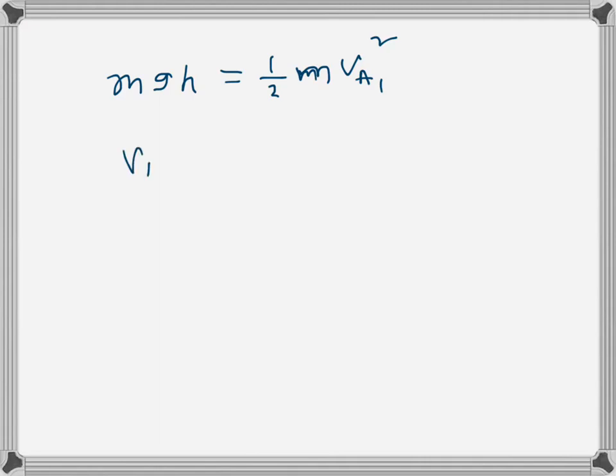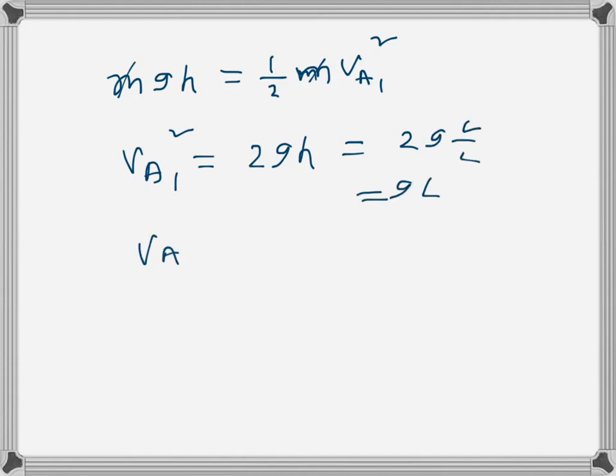So v_A1 squared will be, m can get cancelled, 2gh. H is L over 2, so this can be written as 2g times L over 2, so that's gL. So v_A1 is the square root of gL. I'm just writing it as L, though I know L is 40, but I will leave it as L.